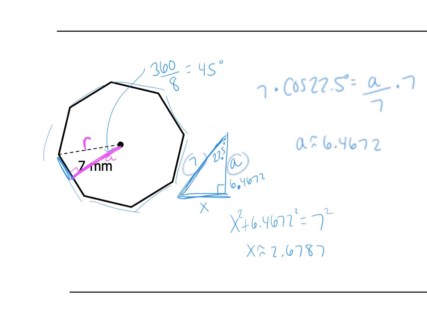So multiply that by 2, and that's the whole side length. So the side length here is double that 2.6787. So it's about 5.3574 is my side length.